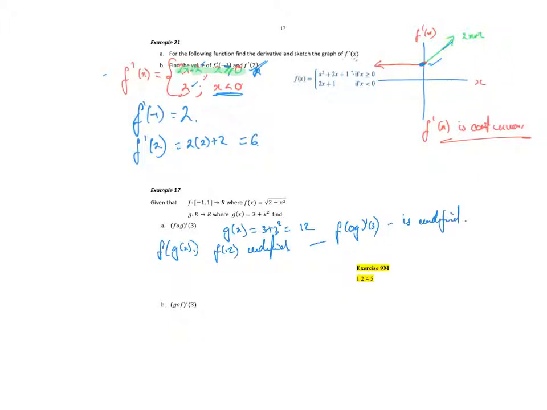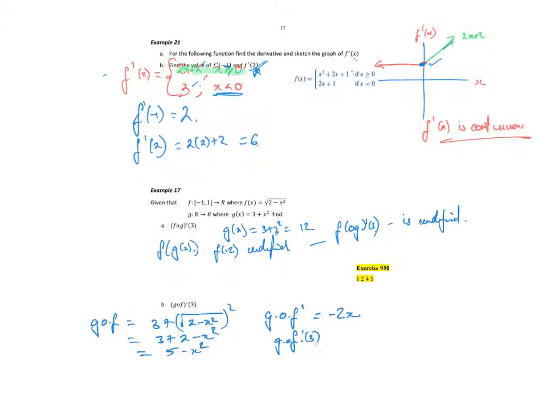G of f, on the other hand, is going to be a bit different, isn't it? If you consider the function g of f, that's going to be equal to 3 plus the square root of 2 minus x squared, all squared, which is just 3 plus 2 minus x squared, 5 minus x squared. Now the domain of g is R, so it's always going to be defined as a composite function. So let's work out g of f dashed, which is simply equal to -2x. So g of f dashed of 3 is -6. All done.